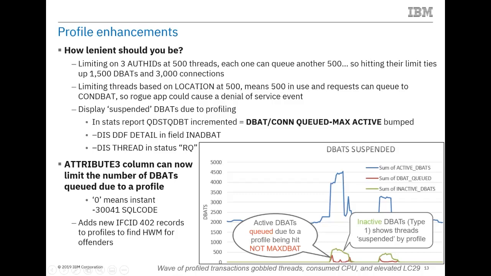Another recent enhancement is the attribute 3 column in the profile table. If you put a number in there, you can actually limit the number of DBATs that are queued due to a profile. So you can limit the queue depth. Previously, the queue depth was equal to the number of concurrent threads you allowed. Now you can control that. So maybe allow 500 in the system right now, and you only allow a queue depth of 100. Then you'll start rejecting.